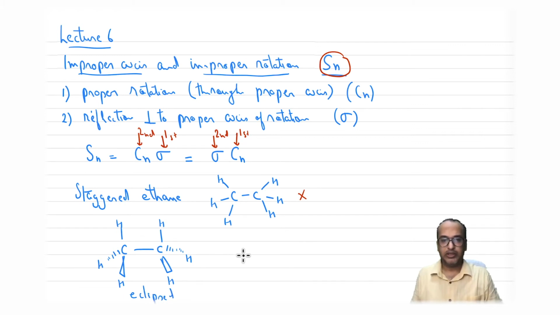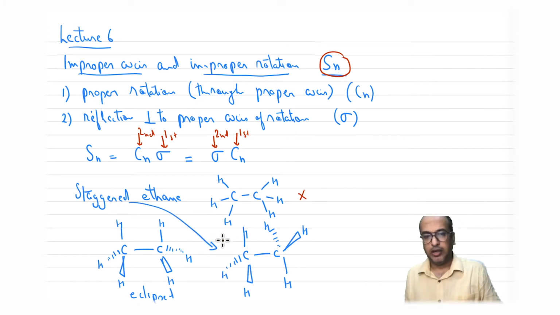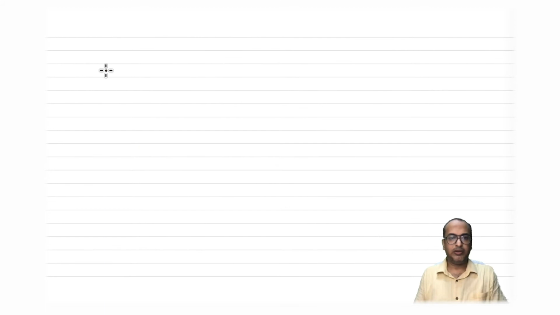So if you want to draw the staggered one, you can draw it like this: H, H, H, and then, right. So this will be the staggered ethane. But to carry out any sort of symmetry operation on this will be really difficult. So the easiest way is the Newman projection, which you must have learned. So how do you draw it?